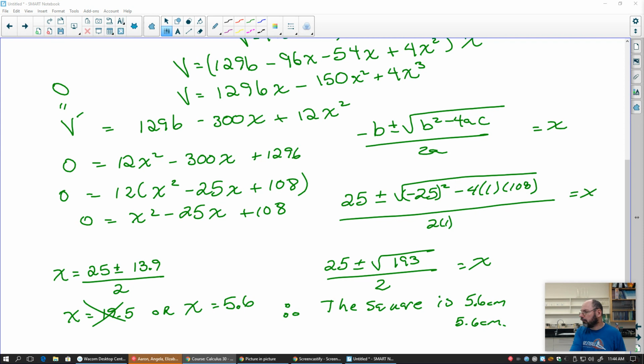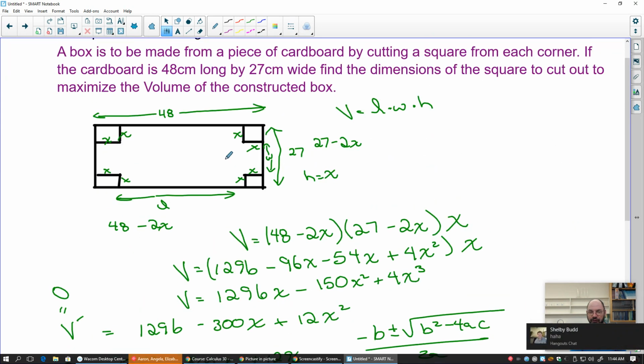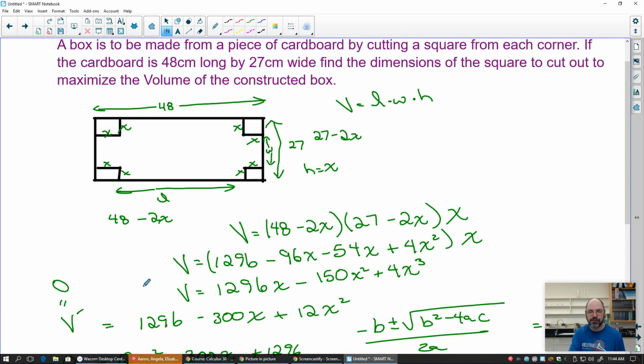Okay, so as we can see, there's our dimensions. So now, what did it ask us? It says to maximize, find the dimensions of the square to cut to maximize the volume. So if I ask you for the volume, we've got the square, but the dimensions are the height equals 5.6, the length.